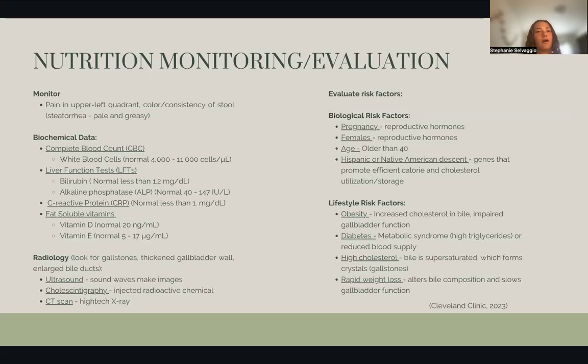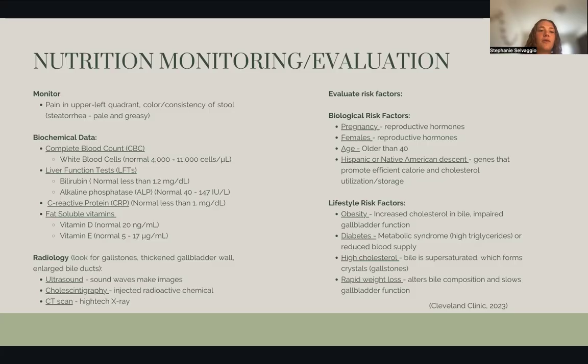So some things to monitor is that Murphy sign, so the pain of the upper left quadrant, color and consistency of stools. Like I said, pale and greasy means that you're not absorbing fat very well, which means you're not absorbing those fat soluble vitamins very well. All of your labs you can look at again. We'd want to keep our white blood cell count and our C-reactive protein lower, and your bilirubin and ALP, so your liver function tests, lower. And that all means that your gallbladder is functioning well. There's no signs of inflammation.